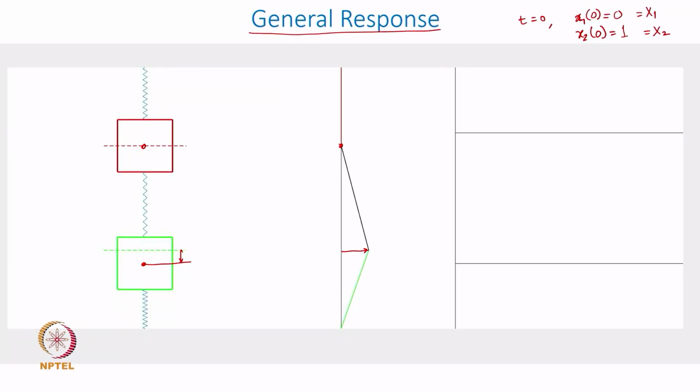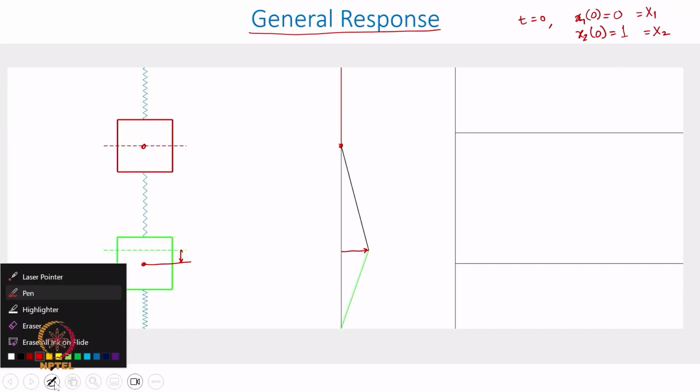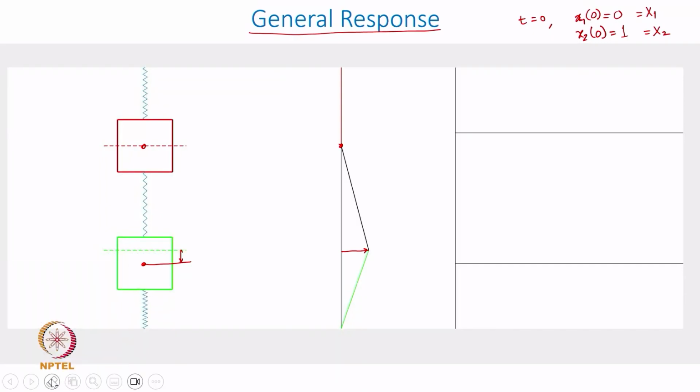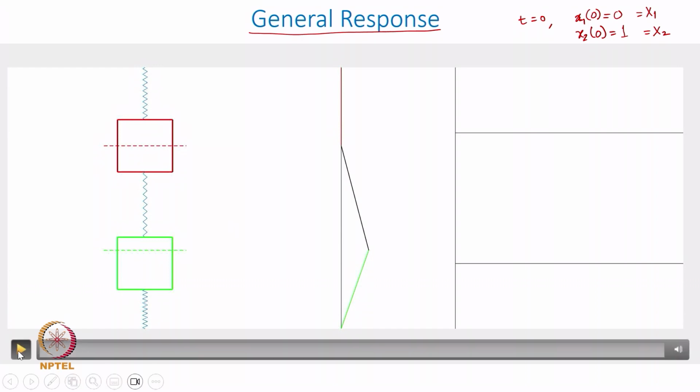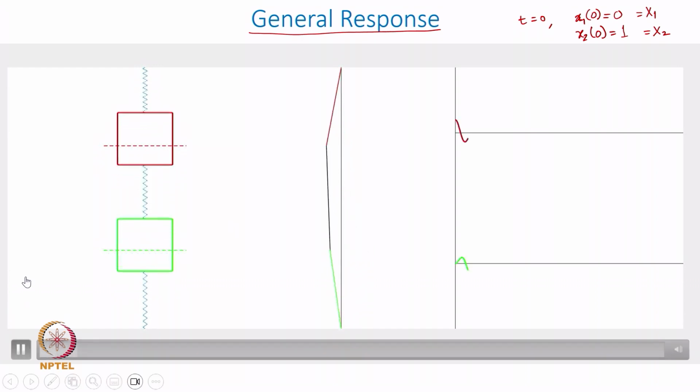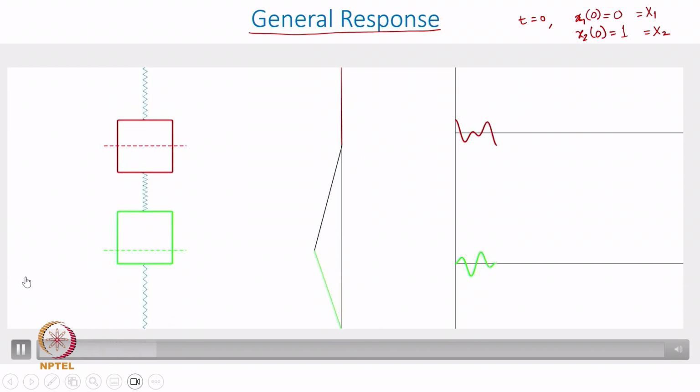Now, if you give this kind of an arbitrary motion, arbitrary in the sense that it is not at all maintaining the amplitude ratio, then what kind of motion is going to take place? Look at this.